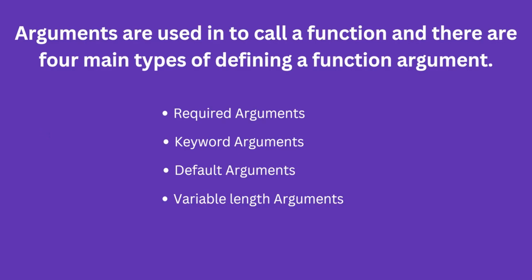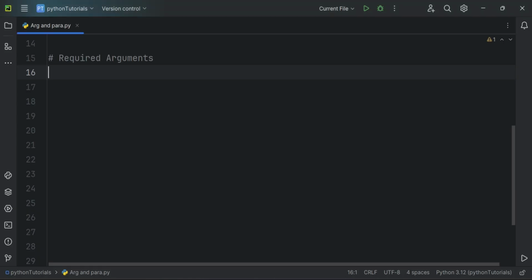Arguments are used to call a function, and there are four main types of defining a function argument: required argument, keyword argument, default argument, and variable length argument. Well, let's see a required argument example.